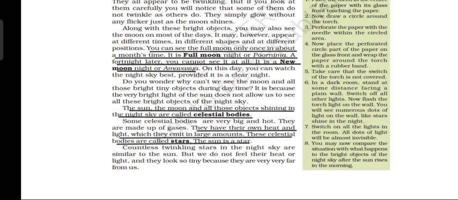Now, children, what are celestial bodies? How will you define celestial bodies? Celestial bodies are also known as heavenly bodies, and these are objects that are found outside the Earth's atmosphere. It means we will find such objects in space. Objects like the sun, moon, planets, and stars, all these are celestial bodies.